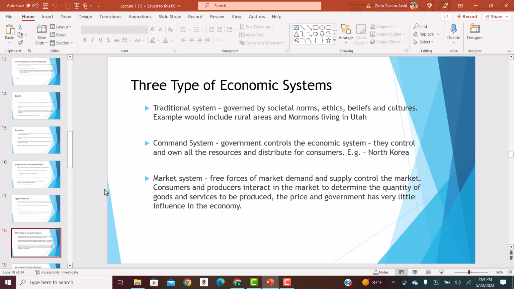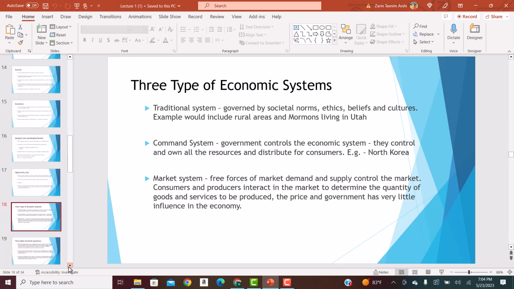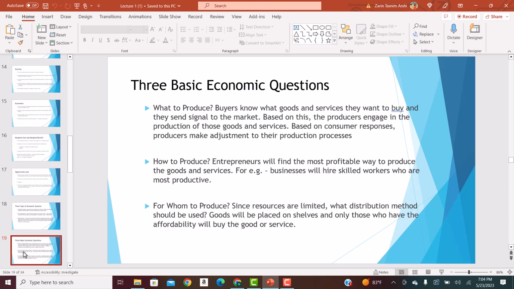The government is there, but not to intervene in the market. The government is there to facilitate the market and help the market. They will have very little influence on the economy as a whole. So that is the market system, and this type of system is very efficient. So we need to know the three different types of economic systems. Then we go to the three basic economic questions.